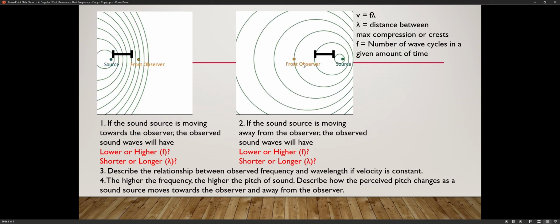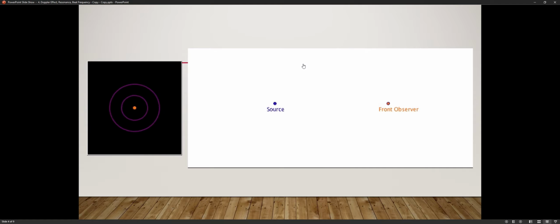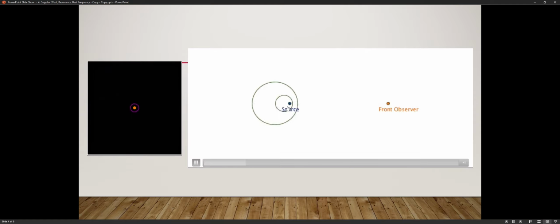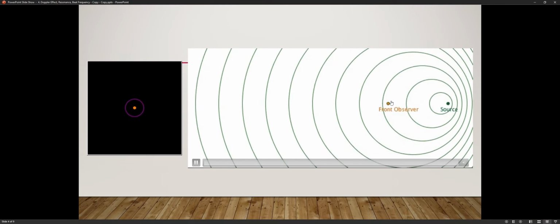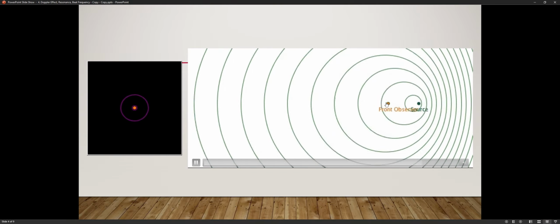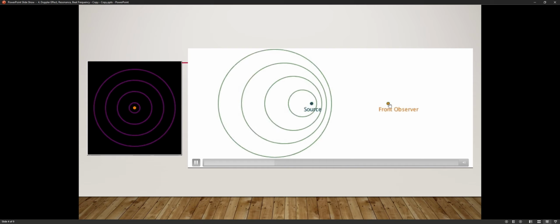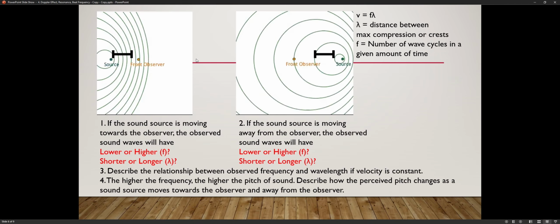Let's go back to this GIF, right? If you notice, when the source is moving towards the observer, there are more sound waves. But as the sound source moves away, the observer hears fewer sound waves. Fewer sound waves are reaching the observer.